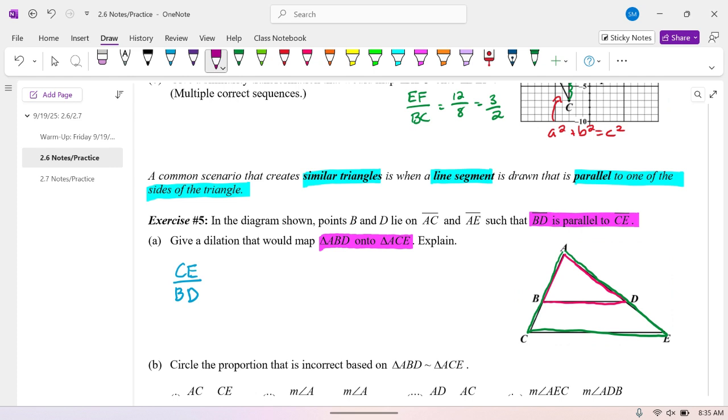What's another set of proportional sides? So corresponding sides with another set of them. AC and AB. So I would write AC is proportional to AB. And what's my last one? AD and AE. Good. So AE is proportional to AD.